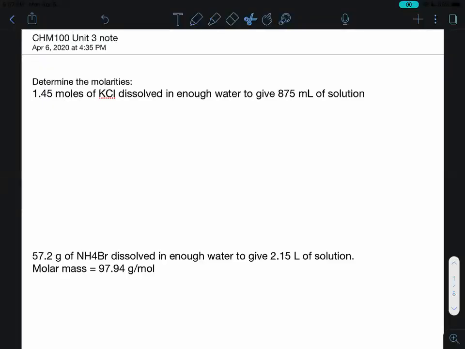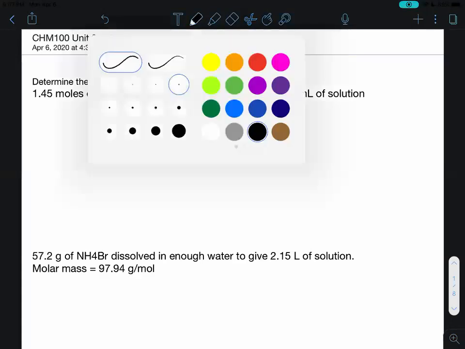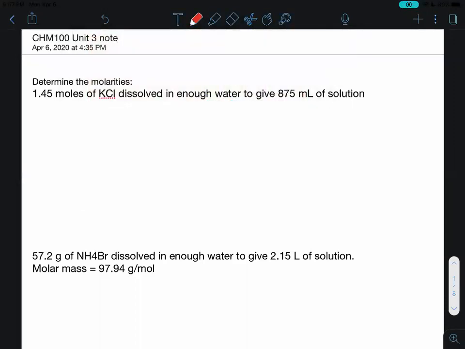Okay, so we're going to do the PowerPoint. This first one is just calculating molarity. And again, molarity is moles of solute over liters of solution.